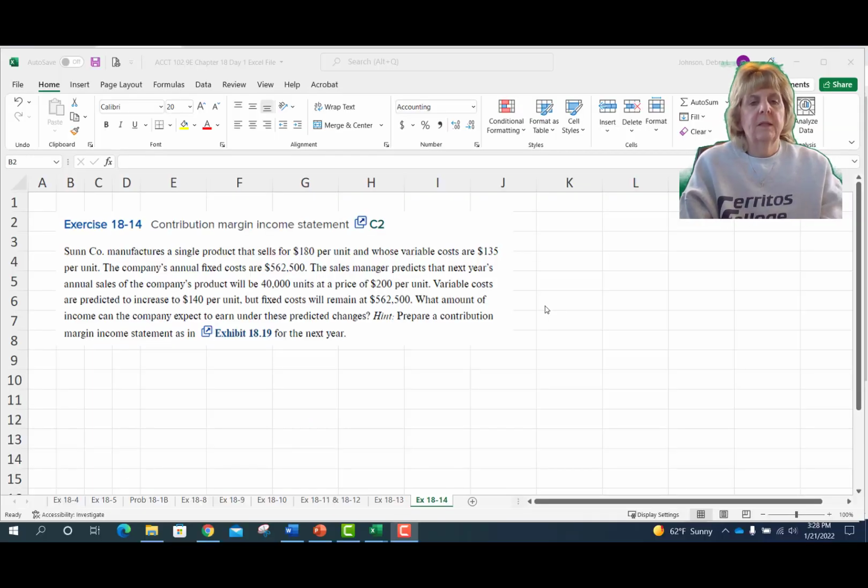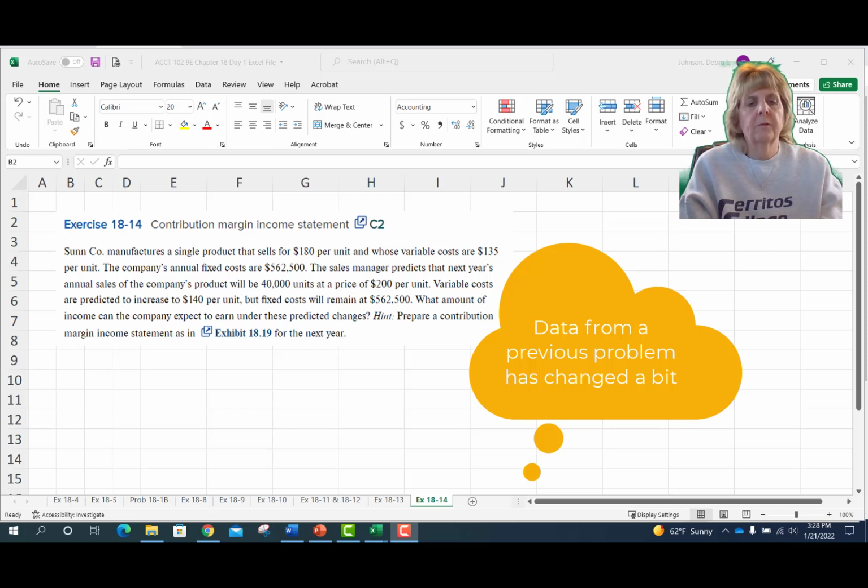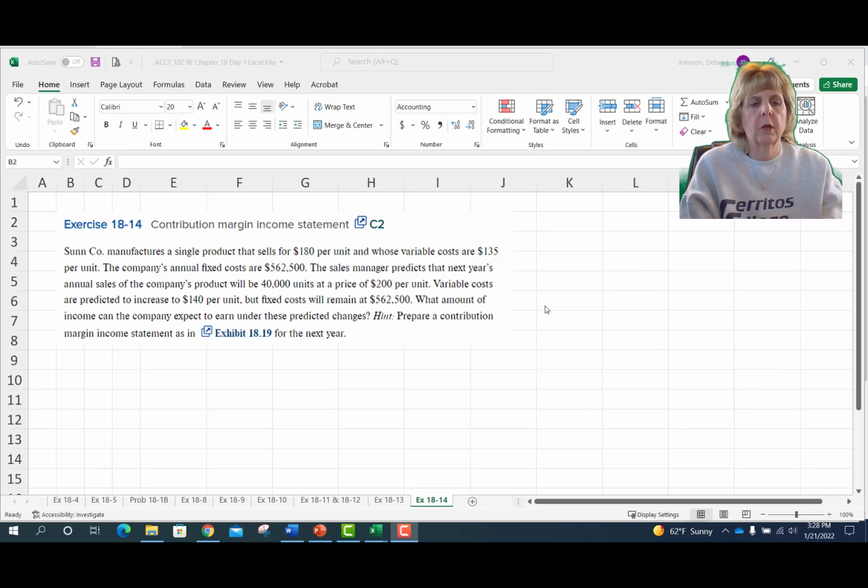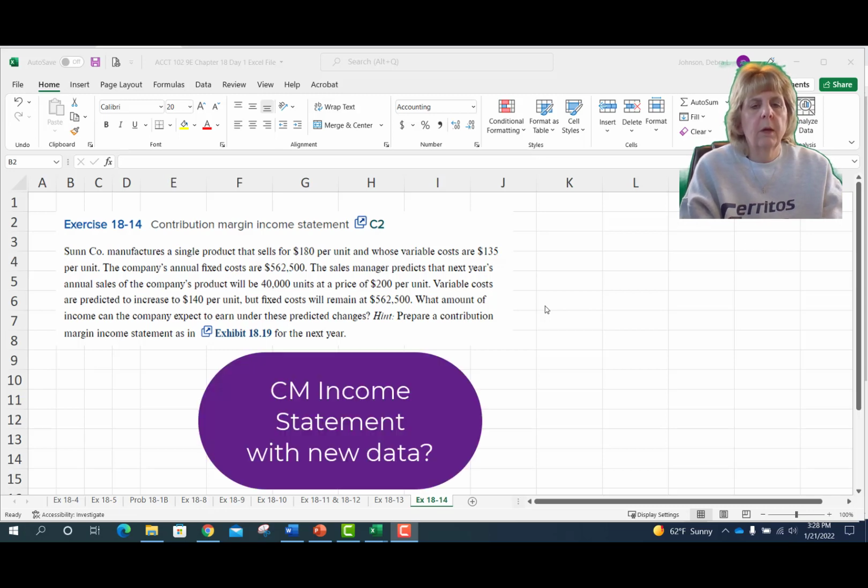You'll notice that the details of this problem look similar to other ones that we've worked out today. This time, they're going to increase the sales to 40,000 units, and the price will be $200 per unit. They give you a prediction on the variable costs and let you know that fixed costs will remain fixed. Their question is, how much income can the company expect to earn under these predicted changes?